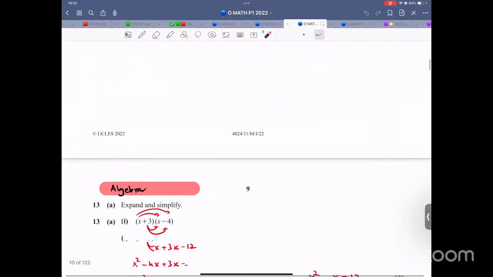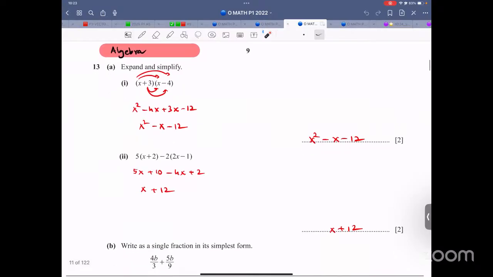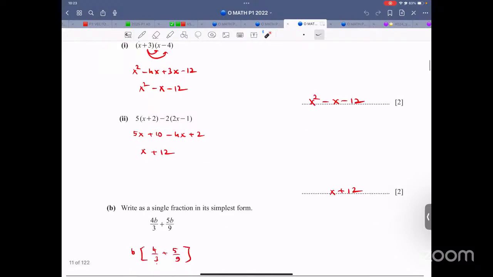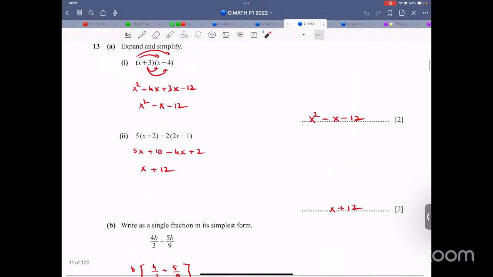This one was already done. Okay, algebra. We all know how to expand. Just don't make any silly errors. Now keep in mind, this is expand and simplify. This is not an equation. There is no equal sign over there.